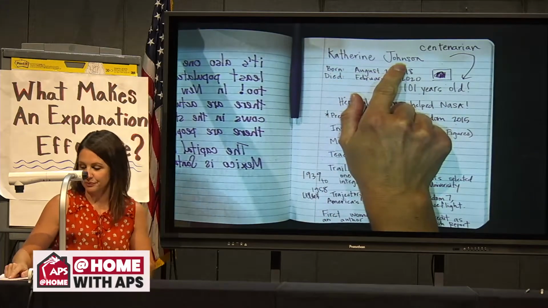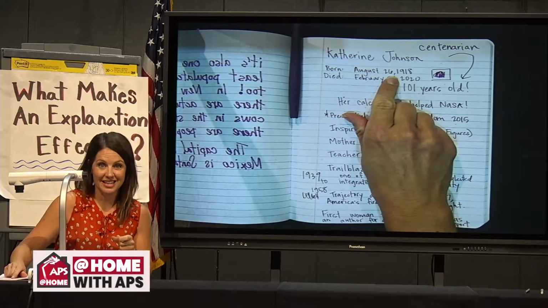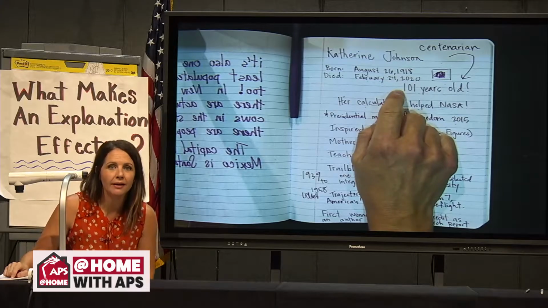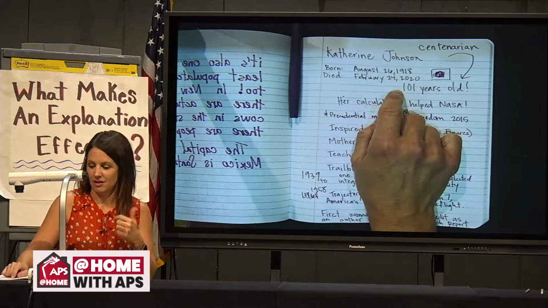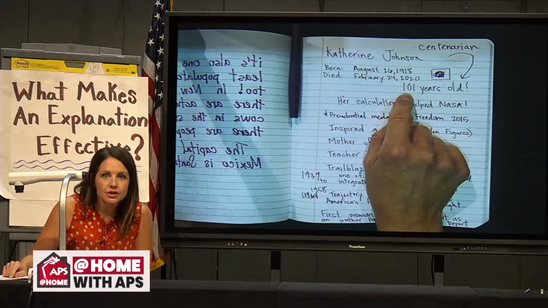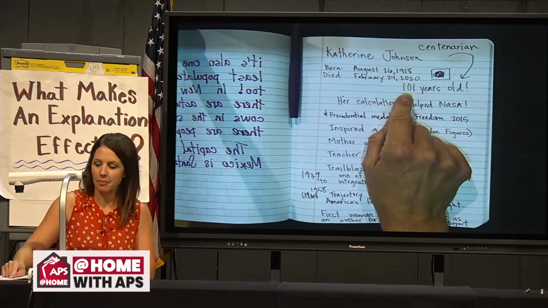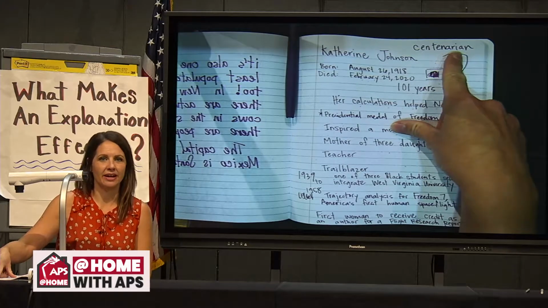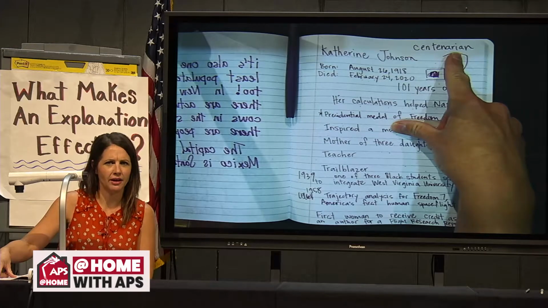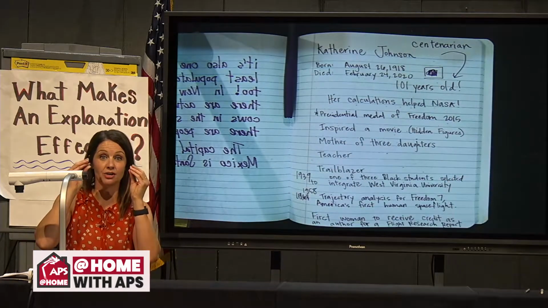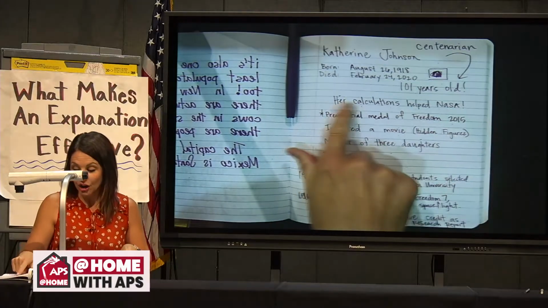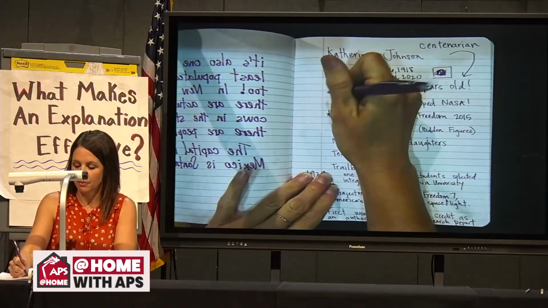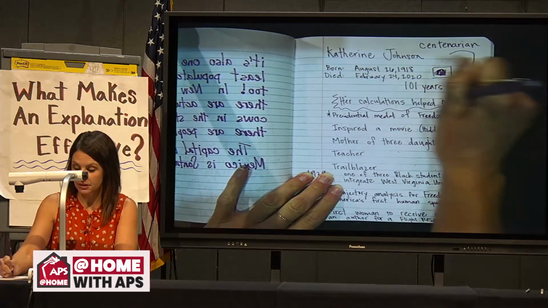Her name. She was born August 26, 1918. She died February 24, 2020. That was just 3 months ago. She died at 101 years old. I had to look it up, but the word for someone who lives over 100 years, centenarian, kind of sounds like a veterinarian. Centenarian means 100 years or more. Her calculations helped NASA. That was one of the things that made her most famous.